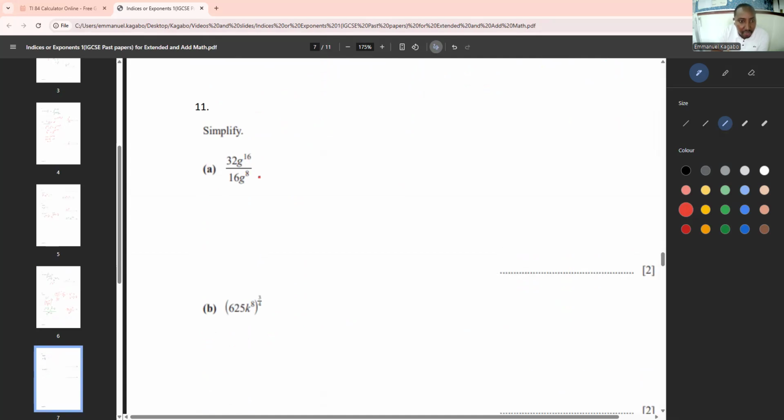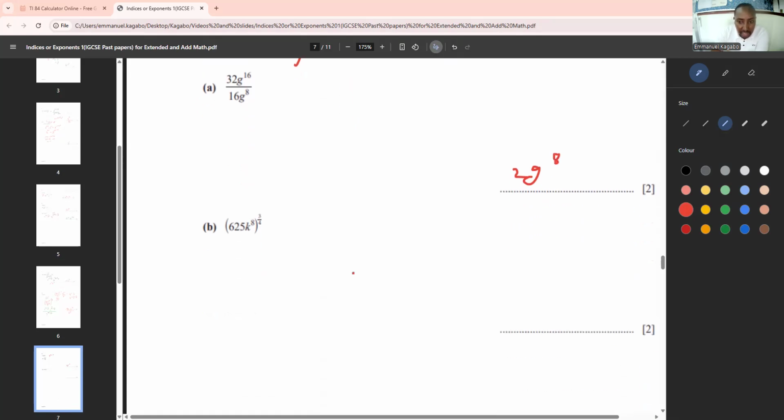What about here now? We are dividing. So if you are dividing, you just get 32 divided by 16, that is 2. And when you are dividing numbers of the same base, you subtract the power. So it's going to be g power 16 minus 8, which will give me g power 8. Let me write it better. This was the 8 here, and then this is the g power 8. Okay, 2 free marks in the exam.